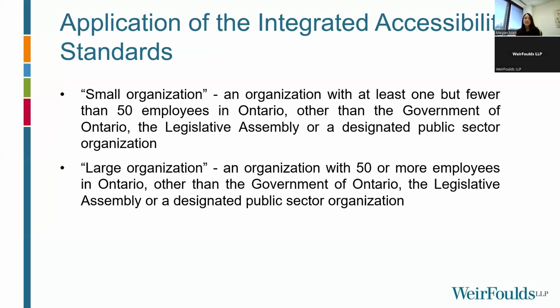So obligated organizations include the Ontario government, the Legislative Assembly, a designated public sector organization, a large organization, and a small organization. I touched on this in one of the earlier slides, but I did want to flag that a small organization under the Act is defined as an organization with at least one, but fewer than 50 employees in Ontario, other than the government of Ontario. And a large organization is defined as an organization with 50 or more employees in Ontario, other than the government of Ontario, the Legislative Assembly, or a designated public sector organization. So just keep these definitions in mind as we go through the standards.